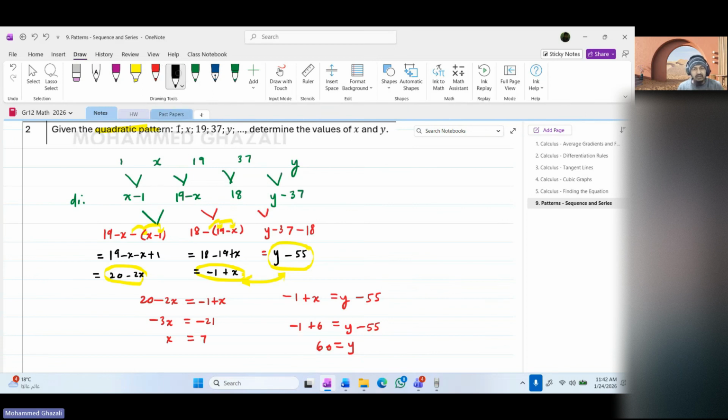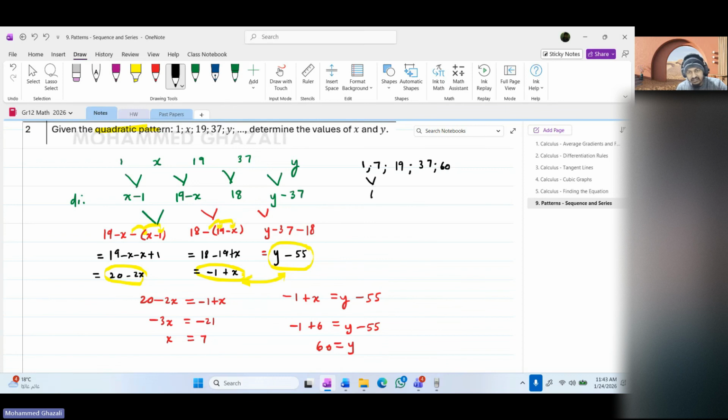X is 7, y is 60. Right, so now if you try to put 7 and 60 inside here, you clearly see that it actually makes sense. So don't just take answers for granted. We can have the pattern 1, 7, 19, 37, and what's y? 60. Double check your answer.